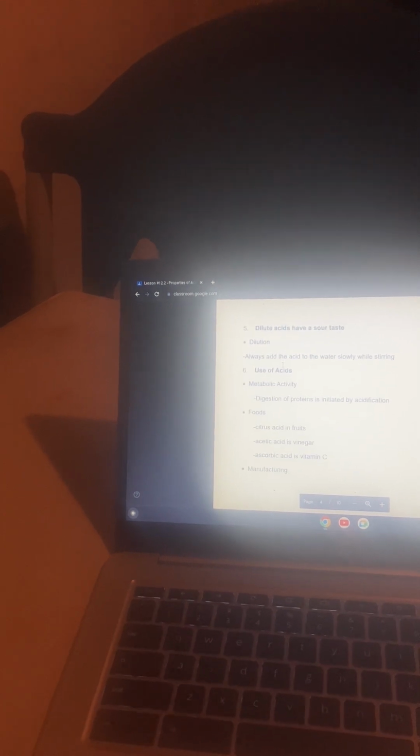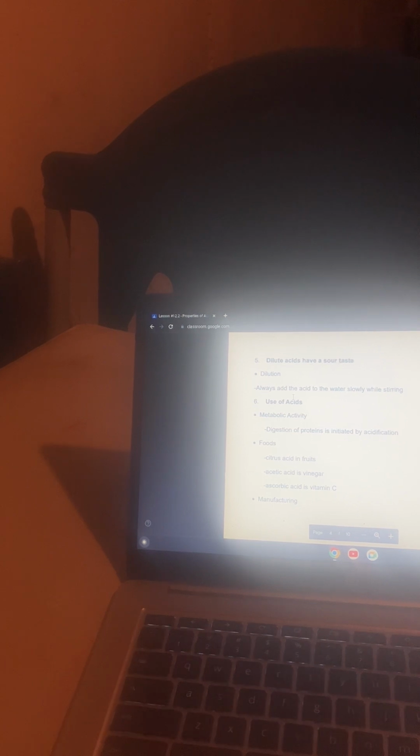Metabolic activity, the digestion of proteins, is initiated by acidification. In foods, you have citric acid in citrus, acetic acid in vinegar, and ascorbic acid in vitamin C. Now, for nomenclature, for binary acids, it's hydrogen plus a nonmetal. Ternary is the polyatomic ion, and then you have the -ous to -ic endings and so on.